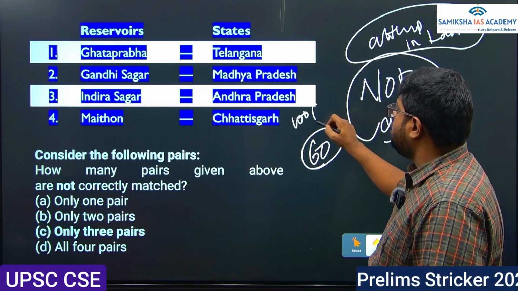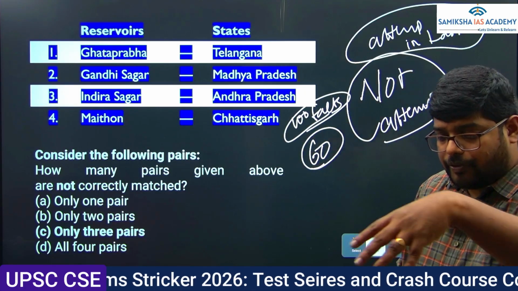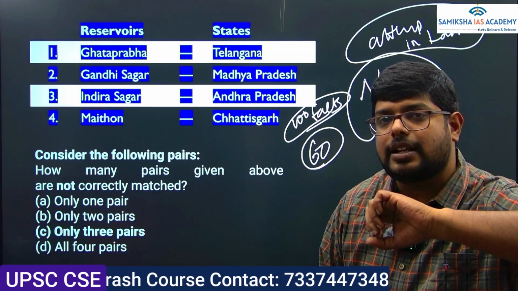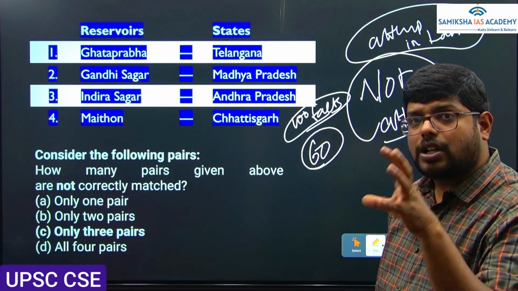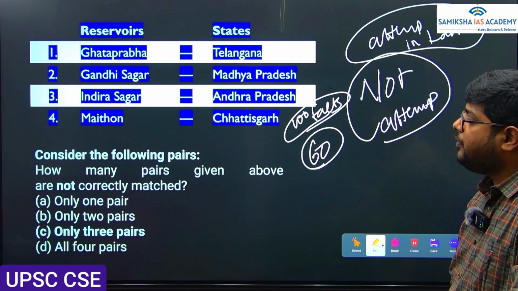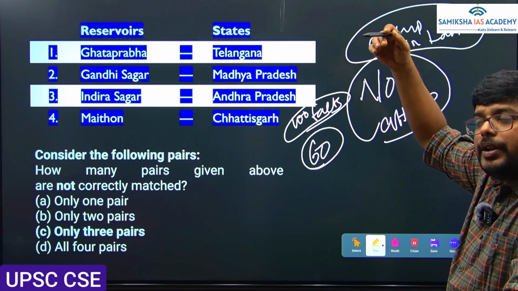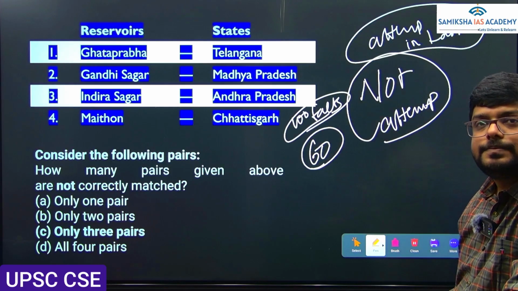To answer this question, you should have more than 100 facts in your mind. For one question, let us think 10 facts are necessary. For 100 questions, 1000 facts are necessary. This is not how we are preparing for civil services. They directly asked a reservoir and a state. How many states are there in India? How many reservoirs are there in India? How will you remember?